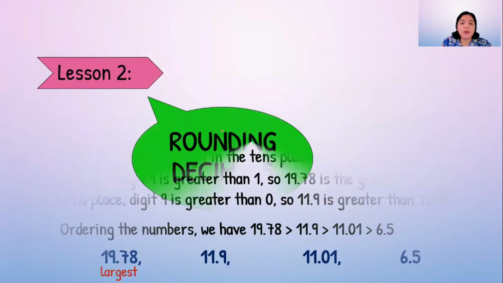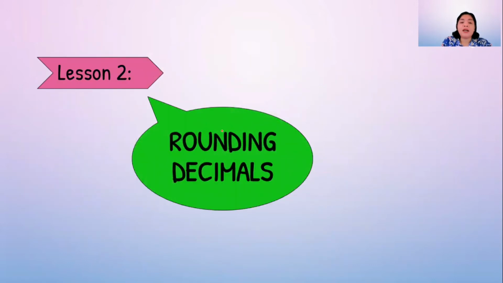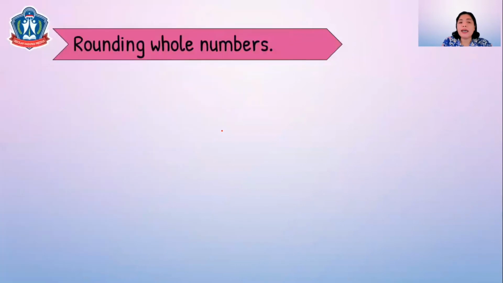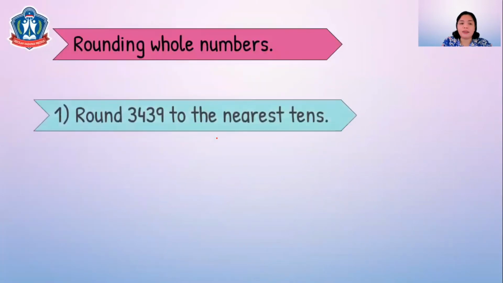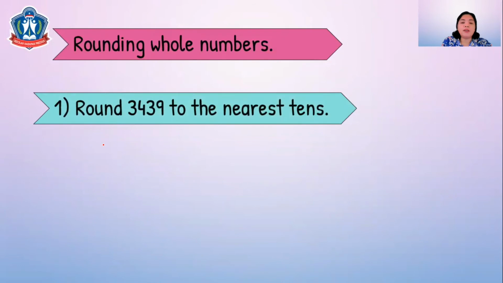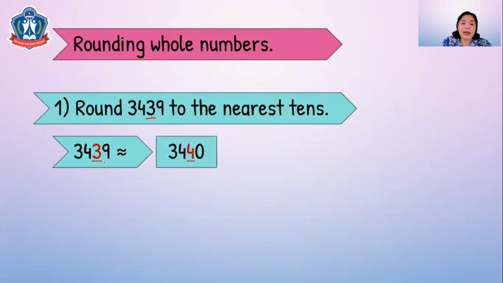Now let's proceed to rounding decimals. Rounding decimals is just like when we round whole numbers. For example, let's round 3,439 to the nearest tens. Tens means the number 3. So let's round up or round down. The number after 3 is 9, therefore we will round up. So number 3 becomes 4, and that is 40. It means 39 is nearer to 40.